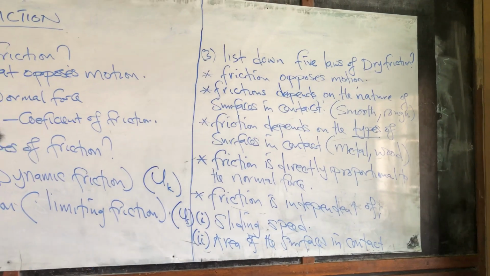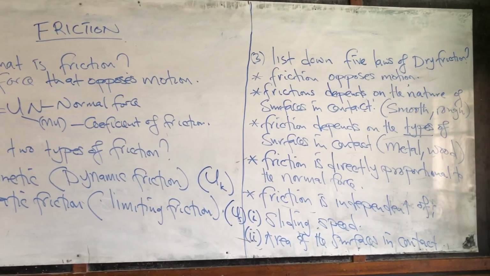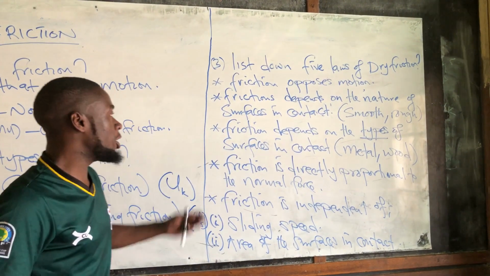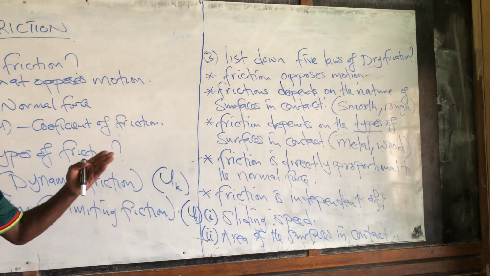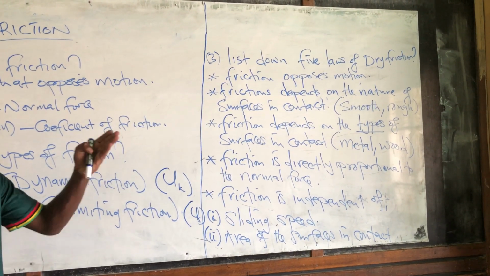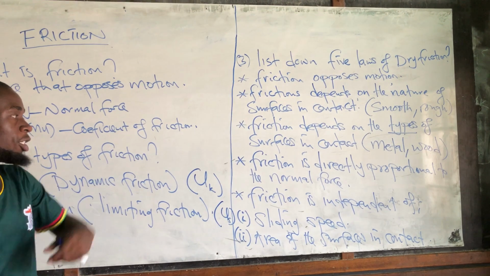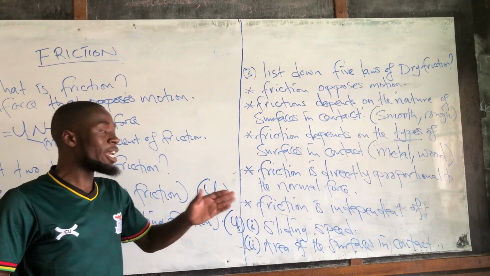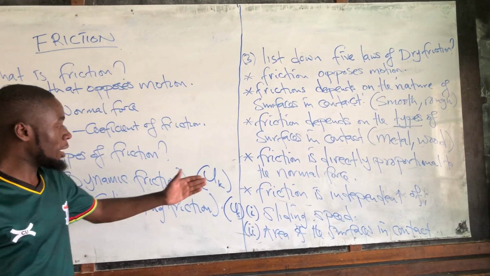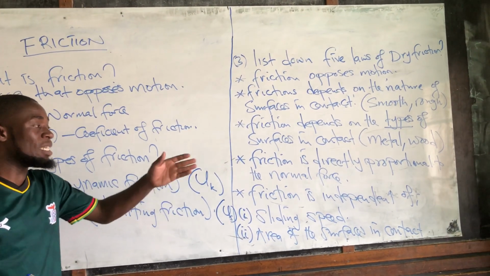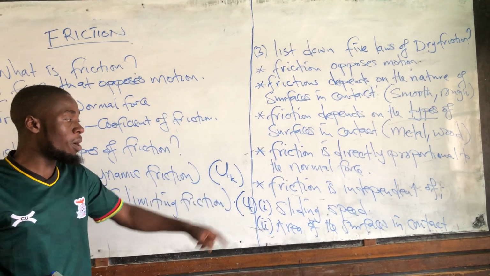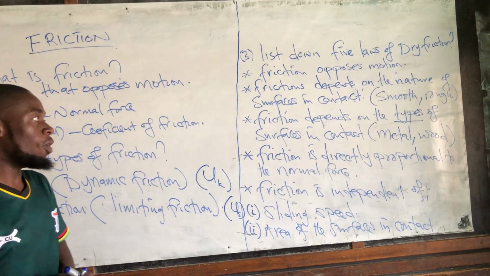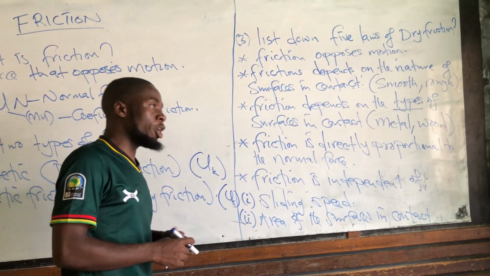Okay? So number 1, friction opposes motion. Number 2, friction depends on the nature of the surfaces in contact. Is it smooth? Is it rough? Number 3, friction depends on the types of surfaces in contact. Is it metal? Is it wood? Is it plastic or any material? Number 4, friction is directly proportional to the normal force. And the last one says friction is independent of sliding speed and the area of the surfaces in contact. Okay, so it's a must, you need to know this. They usually come in the exam.